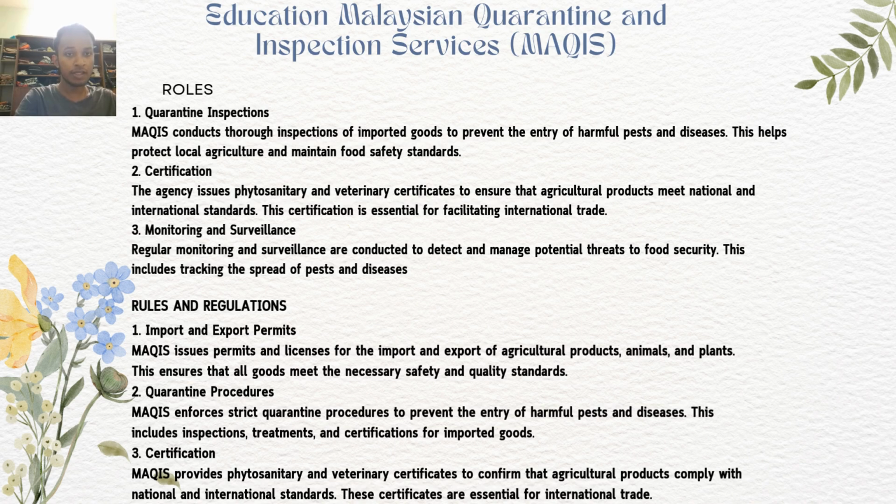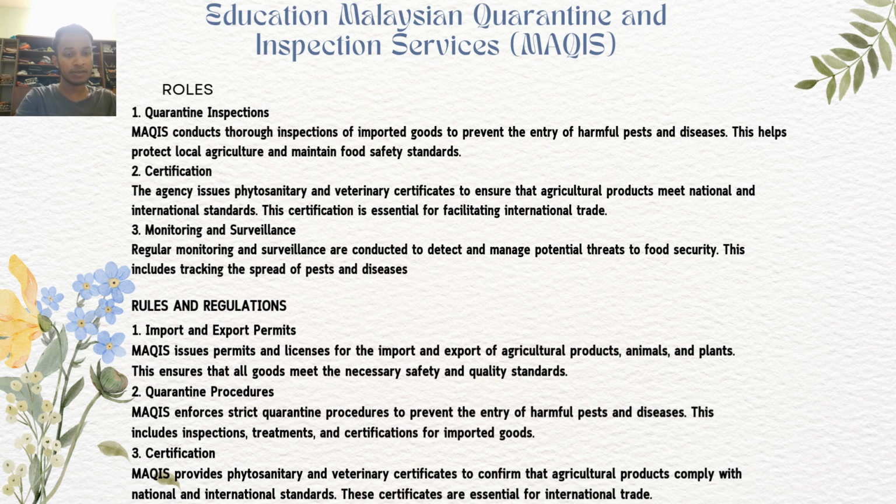Second is certification. The agency issues phytosanitary and veterinary certificates to ensure that agricultural products meet national and international standards. This certification is essential for facilitating international trade. Third is monitoring and surveillance. Regular monitoring and surveillance are conducted to detect and manage potential threats to food security. This includes tracking the spread of pests and diseases.